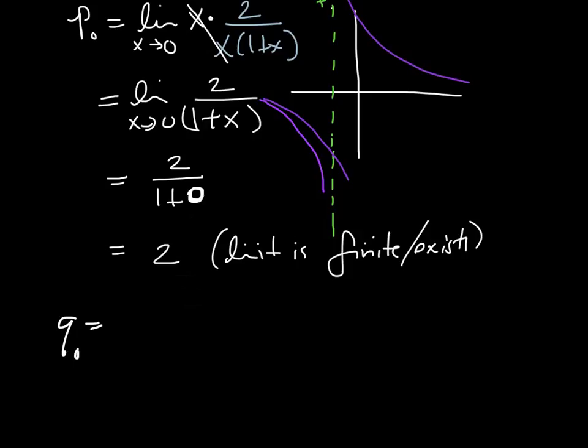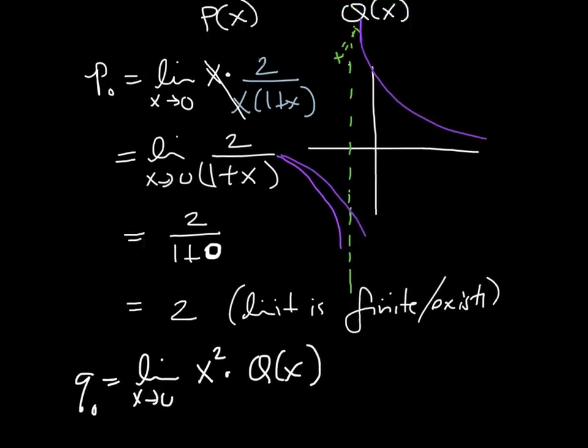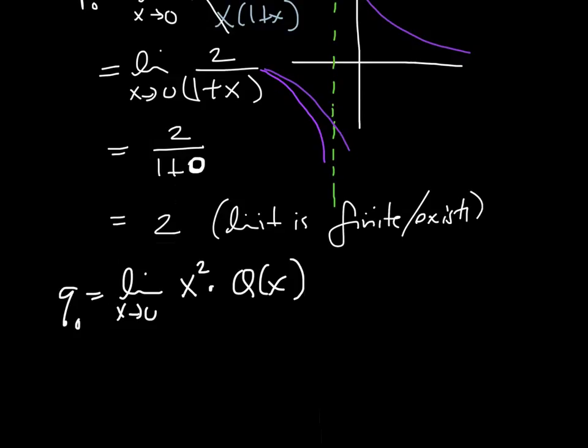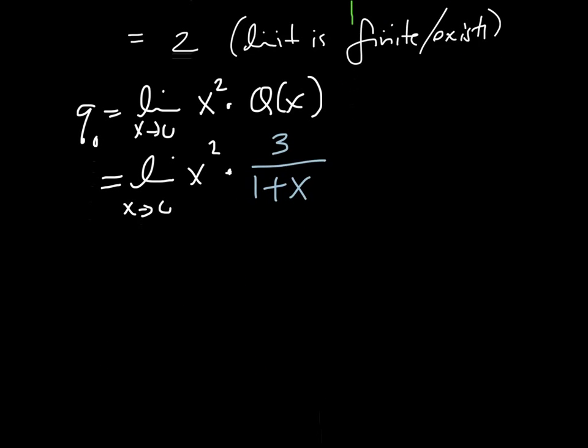Now let's do the same thing for q naught. From our last video, q naught was the limit as x approaches 0 of little q of x, which is just x squared times capital Q of x. What was our Q of x here? It was 3 over 1 plus x. So the limit as x approaches 0 of 3 over 1 plus x. And again, this is just your first year of calculus. You're just evaluating limits.